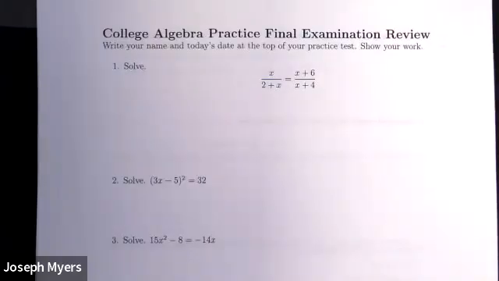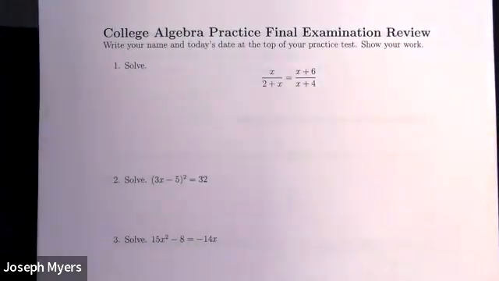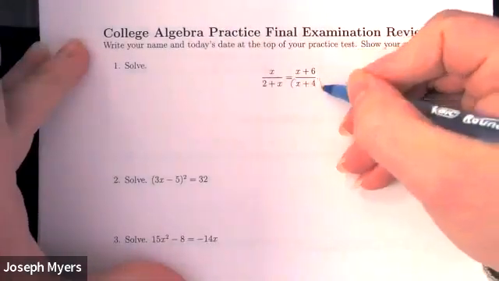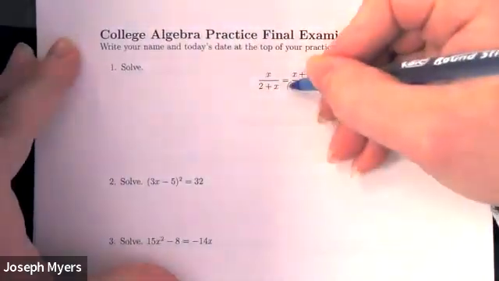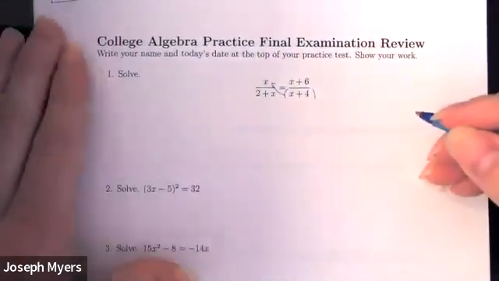This is going to be like your first page of the final. So the first question probably is going to be something with two fractions. And the best, quickest way I know of to do it is to cross multiply. So do the bottom of the right times the top of the left.